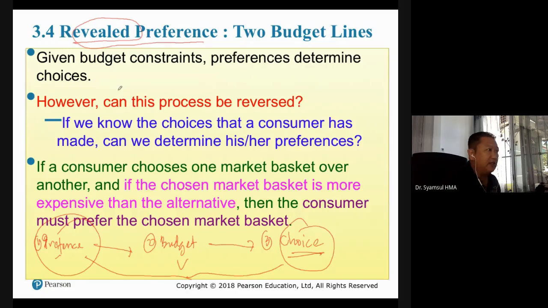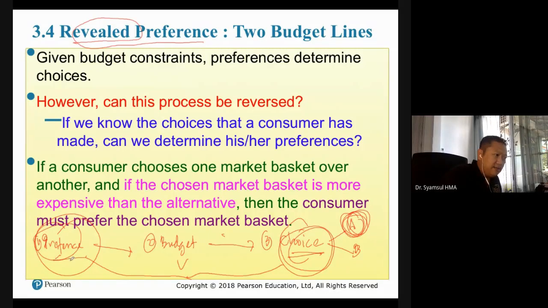Given a budget constraint, preference determines choice. However, if we know the choices that a consumer has made, can we determine his or her preferences? If a consumer chooses one market basket over another, and the chosen market basket is more expensive than the alternative, then the consumer must prefer the chosen market basket. Now you know that they prefer the A combination over B. You know this already, even though you don't know the rest yet. But from knowing this, you understand that that is their preference.